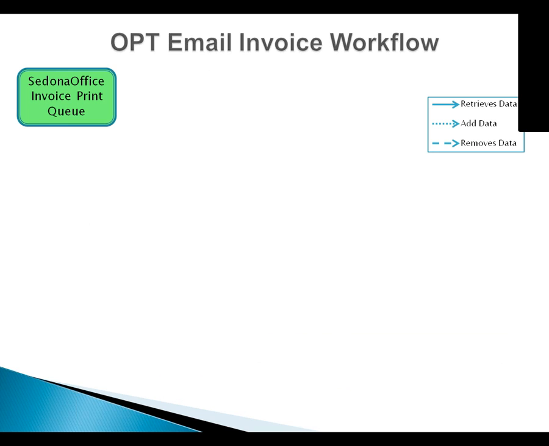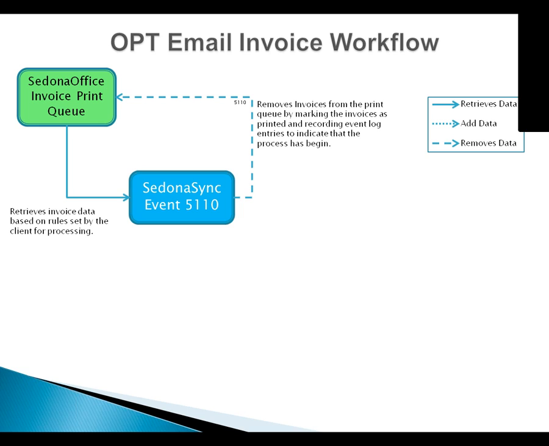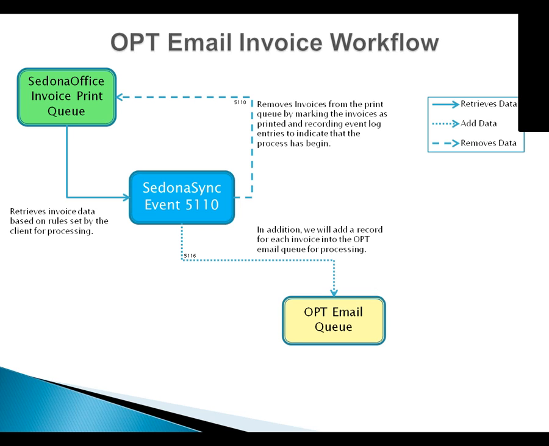So let's look at the workflow in its different processes. First, we retrieve the information from the SedonaOffice print queue. We're going to do this based on the rules processing that we've set forth, so what type of branches and what type of invoices we want to email out. Once the invoices have been received, we then remove them from the invoice print queue in SedonaOffice, enter a log indicating that we have done so, and insert them into the OPT email queue. At that time, the invoices will be ready to be processed.